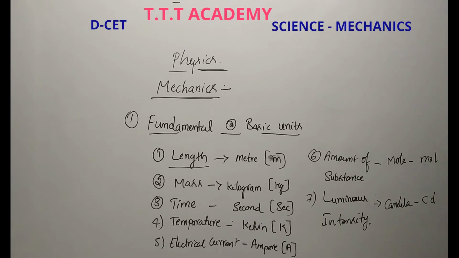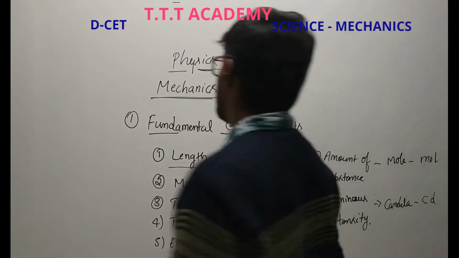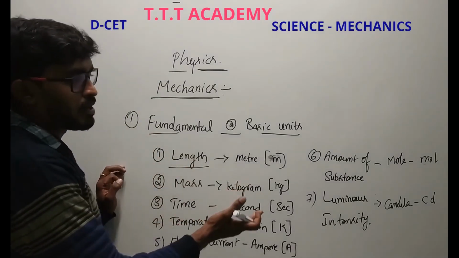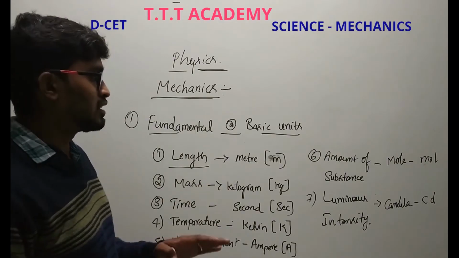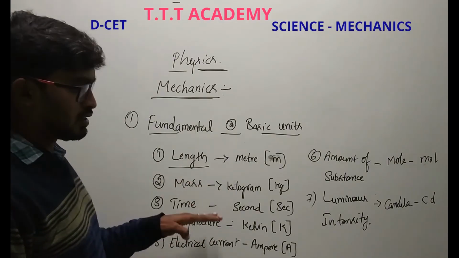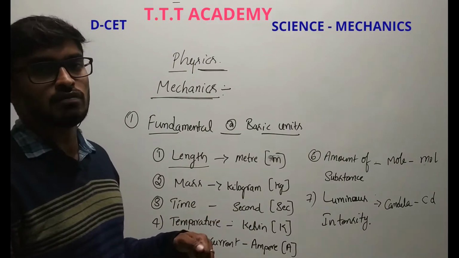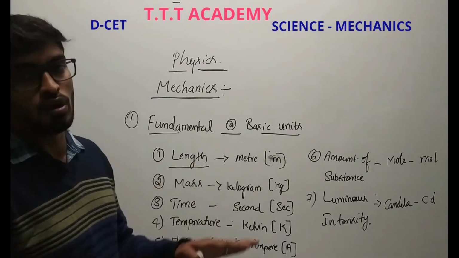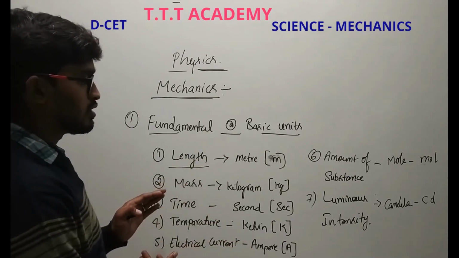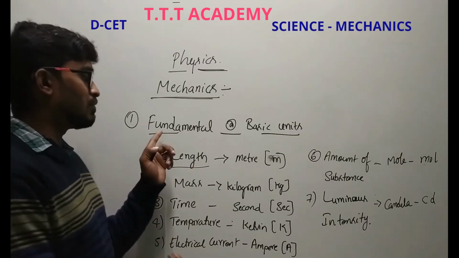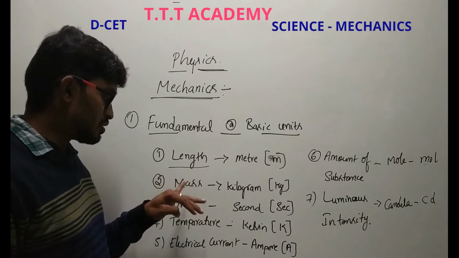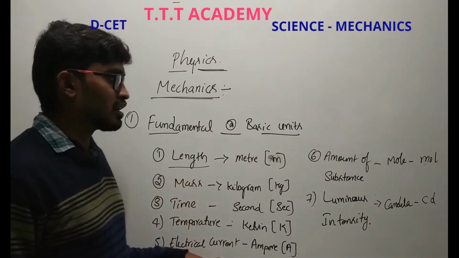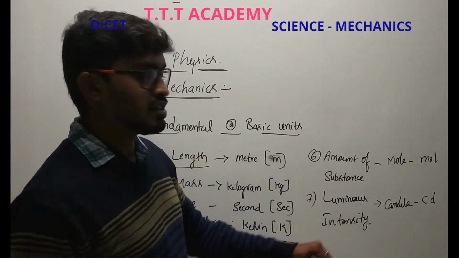These are the 7 basic quantities. All 7 basic quantities are independent of the other physical quantities. And by using them you derive some other physical quantities, that are called derived quantities. After this we will discuss derived quantities. First, let me explain the fundamental quantities once again: length, mass, time, temperature, electric current, amount of substance, luminous intensity.